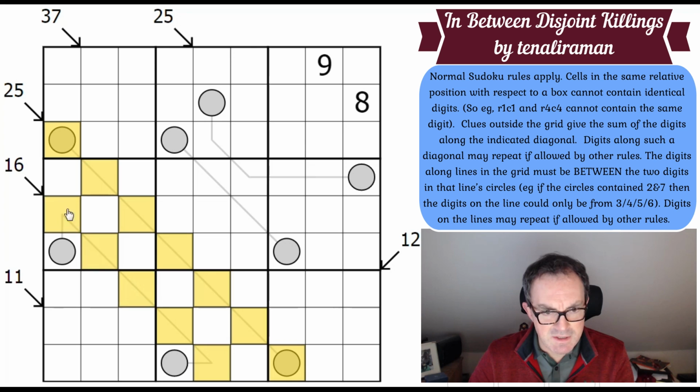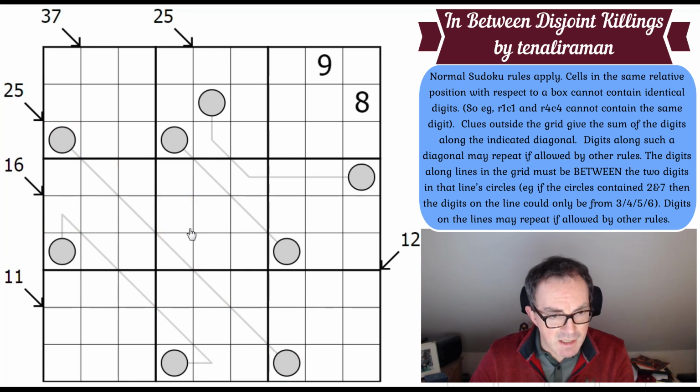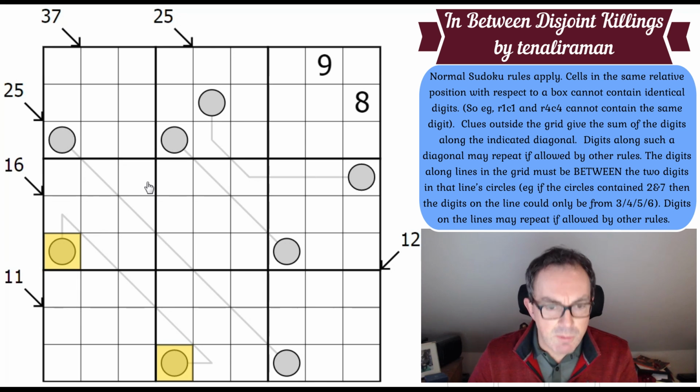These diagonals look... Oh, I'm not seeing anything else. Let's have a think about this. So, right, the first thing I think... Yeah, oh no. Hang on. Ah, no, I can see.